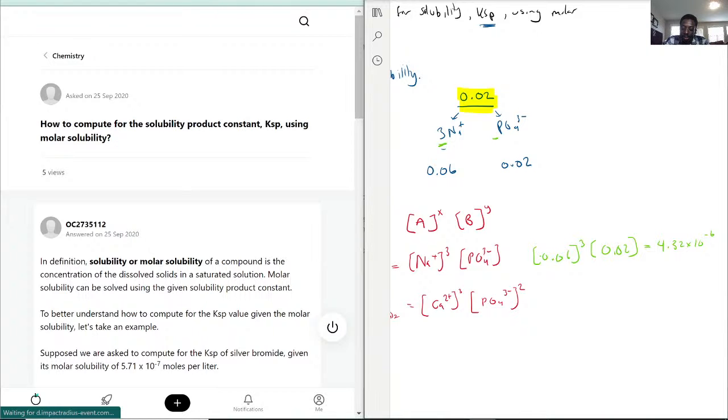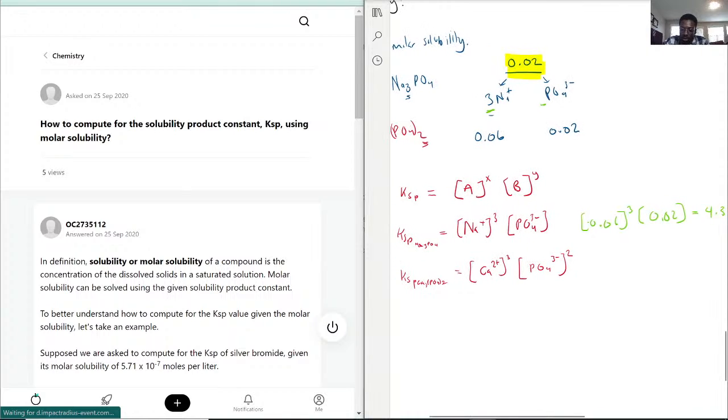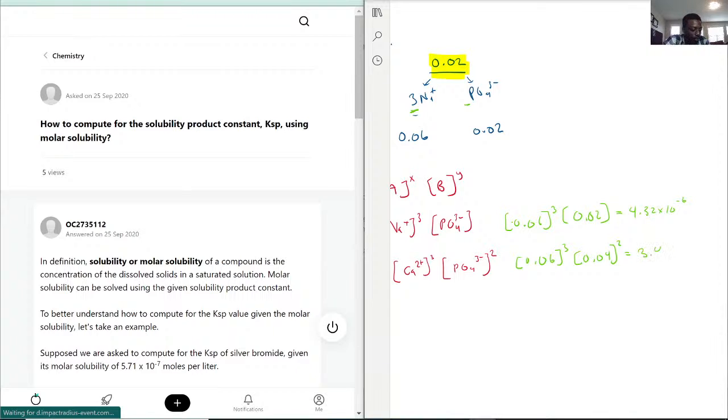Okay, so now if we do the same thing for the Ksp for the calcium phosphate, you'll actually notice that even though it's going to be the same amount of the 0.2 that may have dissolved from it, this value is going to be 0.06, okay, cubed. But now remember, because of the coefficient, it's going to be double that amount. So it'll be 0.04 squared, okay? And then when you multiply that together, you get 3.46 times 10 to the negative 7.